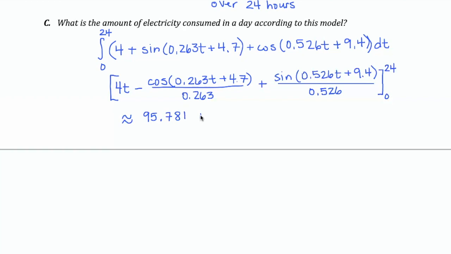95.781. And the proper units here is what's known as a megawatt hour. Okay, and I'm not expecting you to know the units here either. The whole point is to have you see that apparently the change in energy usage over the course of one day ends up being about 95 megawatt hours, and that from the rate we get the amount of change. All right, so that's a nice application when working with integrals.